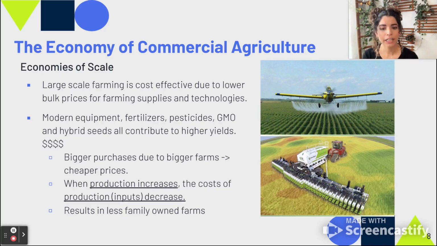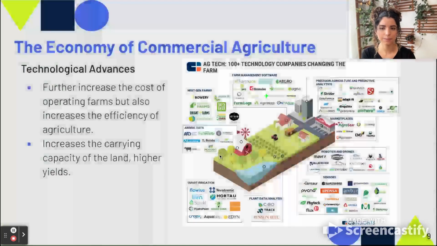And when production increases, the costs of production decrease. So it is in their economic interest to grow as much as they can in terms of their agricultural products, because then overall they're spending less money. And because of that, there are a lot fewer family-owned farms.